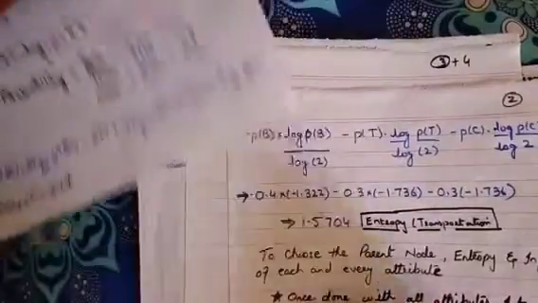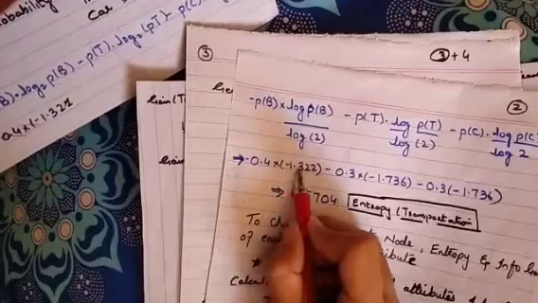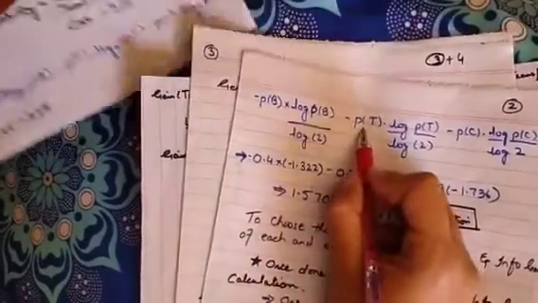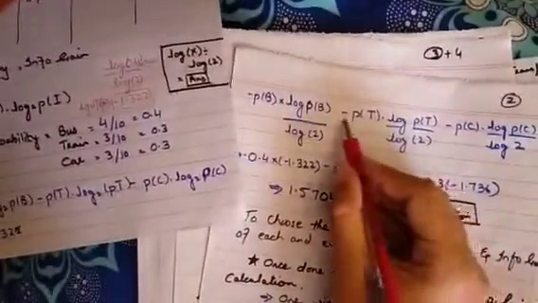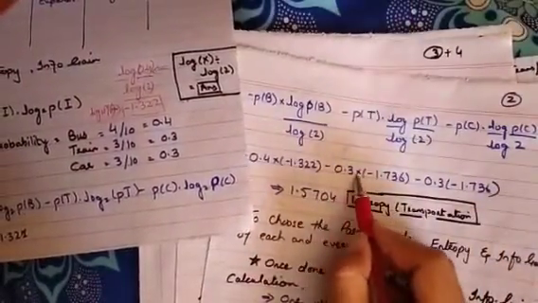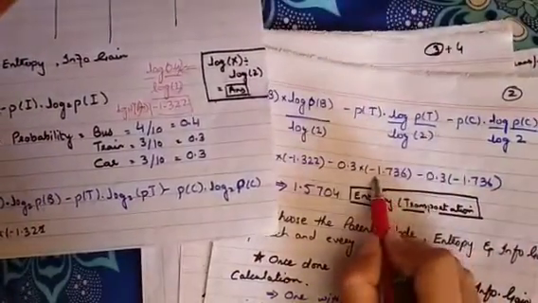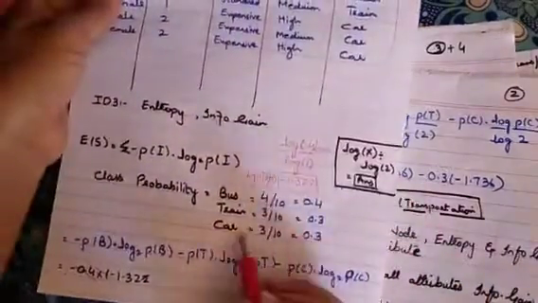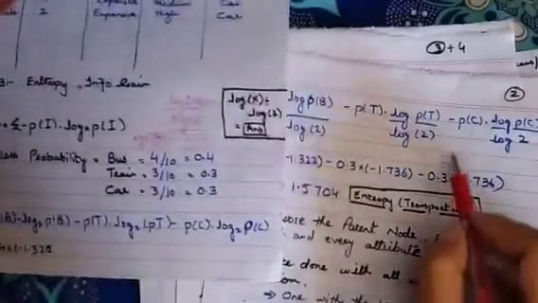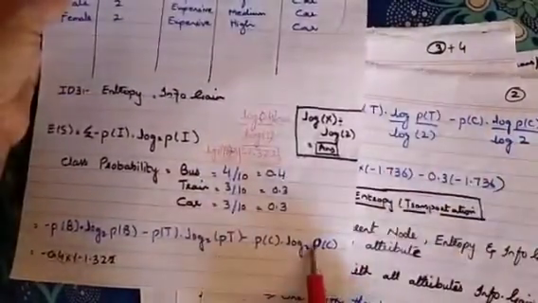So if I put this value in the formula, here it is, that is -1.322, and then I have to do it for the train as well. Probability of train was 0.3, so according to the formula that is -0.3 into log of 2 of probability of train. Again if I calculate it in this way, I will get the answer of -1.736, and the same is the case for car. The probability is 0.3 into log of 2 of probability of car.